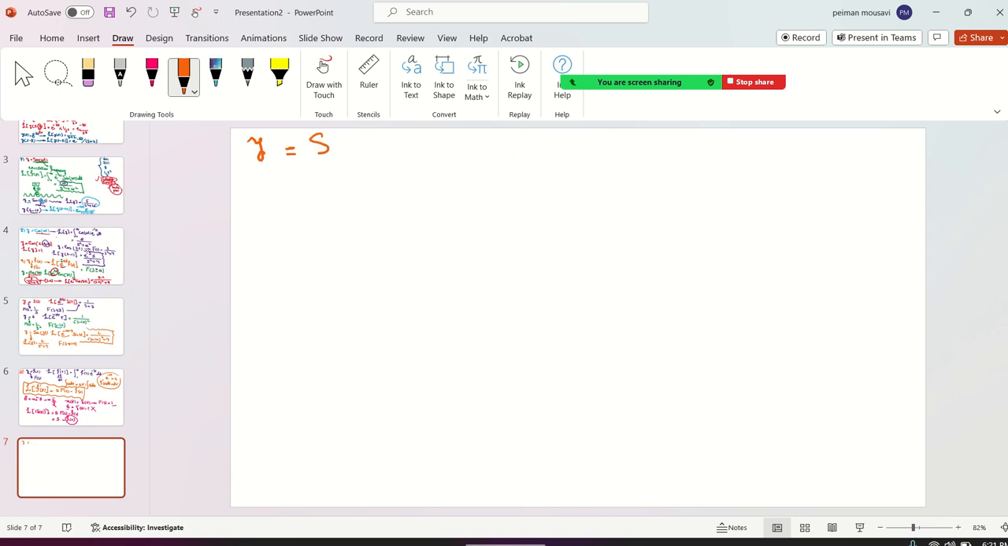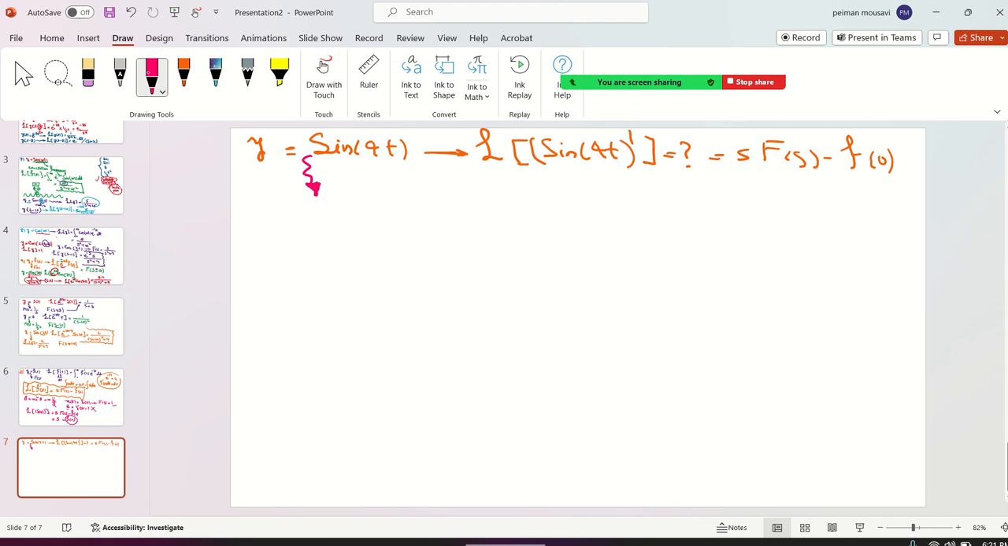If y is sine 4t, what's the Laplace of its time derivative? Based on the definition, it is s F(s) minus its value at time 0. We know the Laplace of sine 4t is omega over s squared plus omega squared, which is 4 divided by s squared plus 16, since omega squared is 16. So the Laplace of the time derivative is going to be s times 4 divided by s squared plus 16. What's the value of this function at time 0?